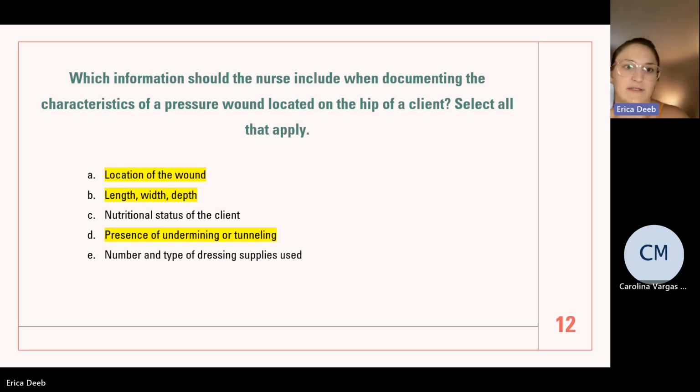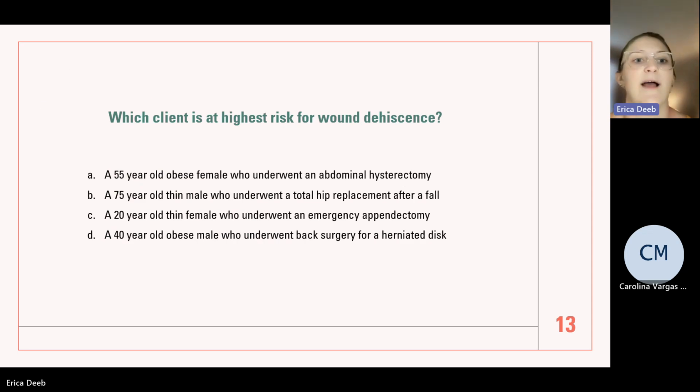So, number 13. Which client is at high risk for wound dehiscence? A, a 55-year-old obese female who underwent an abdominal hysterectomy. B, a 75-year-old thin male who underwent a total hip replacement after a fall. C, a 20-year-old thin female who underwent an emergency appendectomy. And D, a 40-year-old obese male who underwent back surgery for a herniated disc.